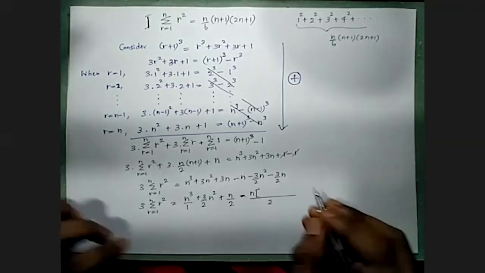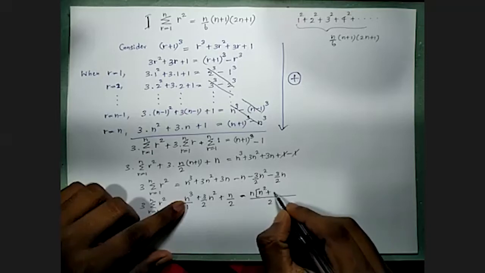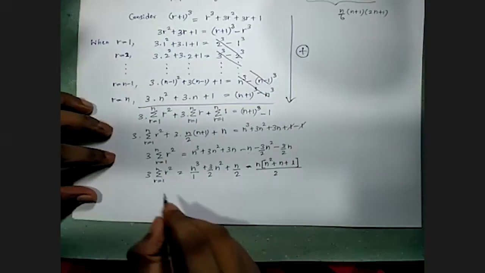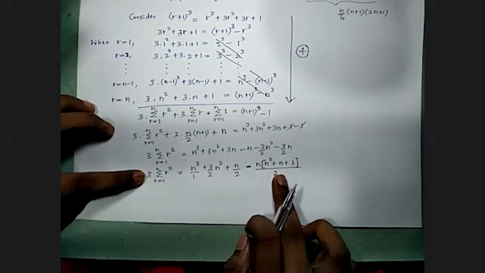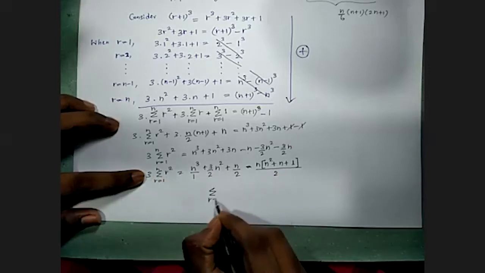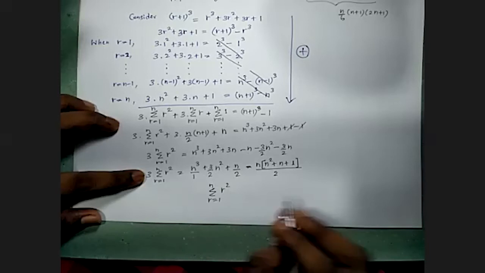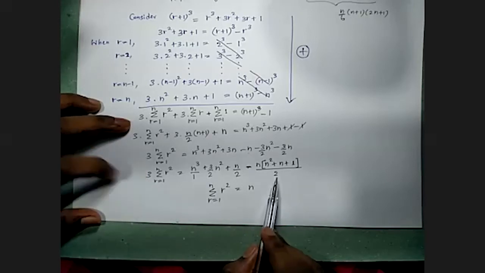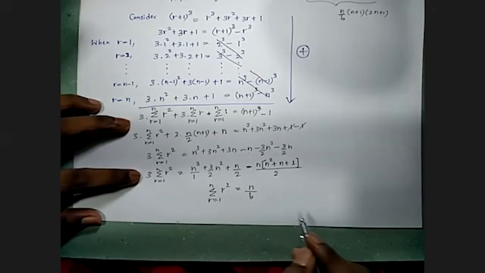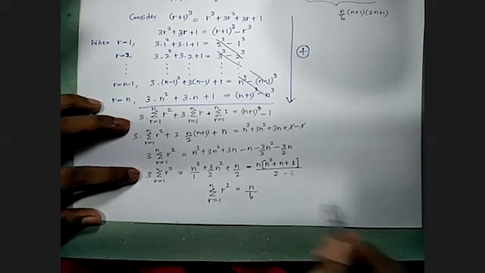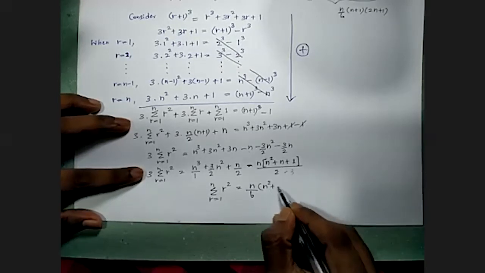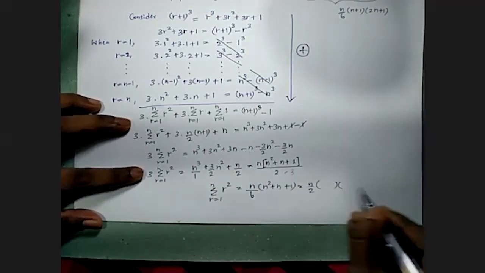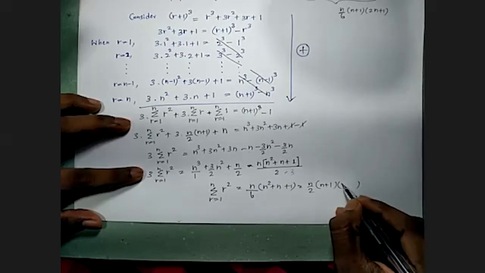When we take n out, here we have n square plus n plus 1. Then divide both sides by 3. Then you have sigma r equals 1 to n r square equals, take n out. When we divide this side by 3, denominator becomes 6, because we get 3, 2 times 3, 6. Then here we have a quadratic equation. Now factorize this quadratic equation. You will get these two factors.